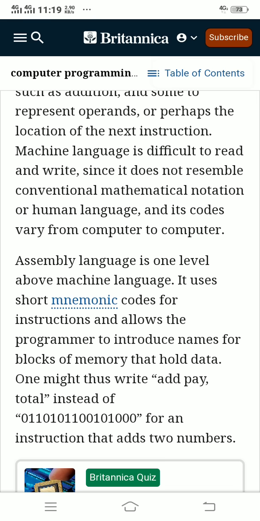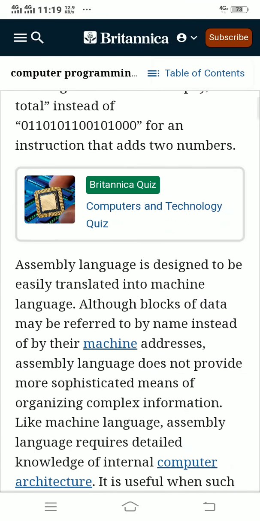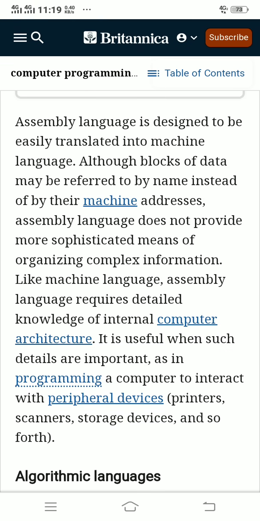One might write an add instruction, for example an instruction that adds two numbers, where one number is 0 and the other is 1. Assembly language is designed to be easily translated into the machine's language. Although blocks of data may be referred to by name instead of by their machine addresses, assembly language does not provide a more sophisticated means of organizing complex information.